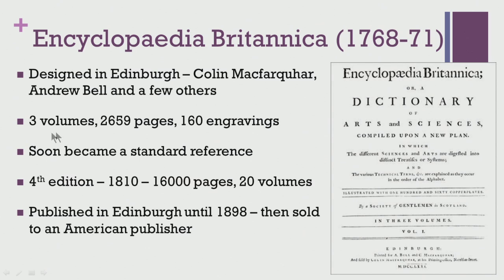The first edition ran into 3 volumes with 2,659 pages and 160 engravings. So, it was a very enormous work in the beginning. If we could see over here, this is the first page of the first ever encyclopedia compiled. It reads: Encyclopedia Britannica, or a dictionary of arts and sciences compiled upon a new plan, in which the different sciences and arts are digested into different treatises or systems, and the various technical terms are explained as they occur in the order of the alphabet. Illustrated with 160 copper plates.